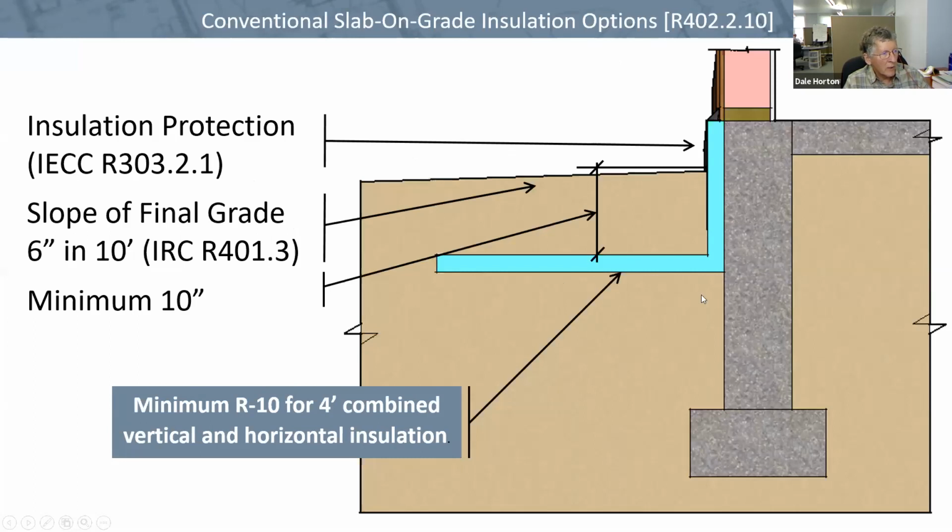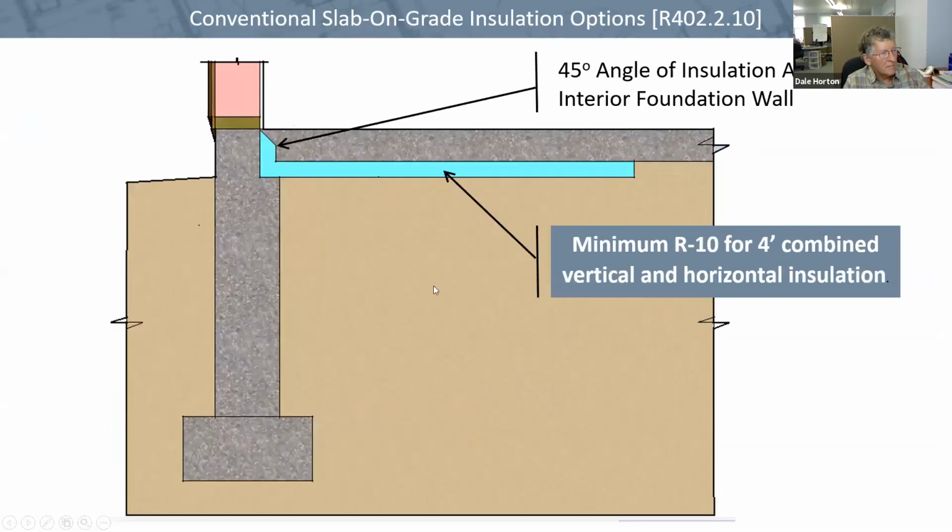And you can do it different ways. If you're going to install horizontal insulation, it has to be continuous with the vertical, and it has to be at least 10 inches below grade. But again, the combination of vertical and horizontal is to be 4 feet.